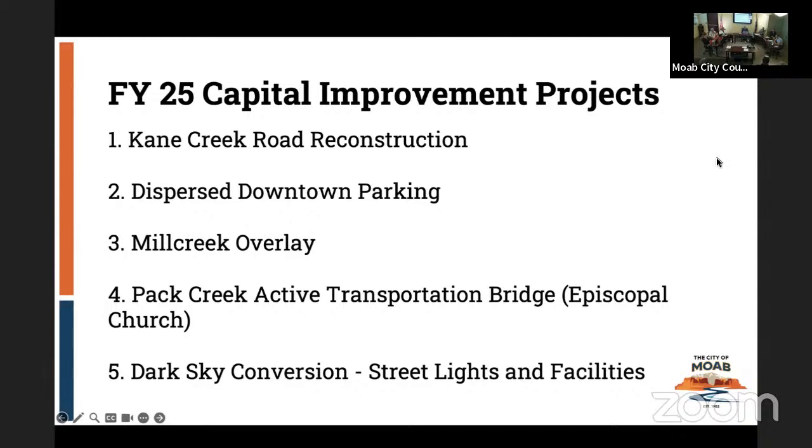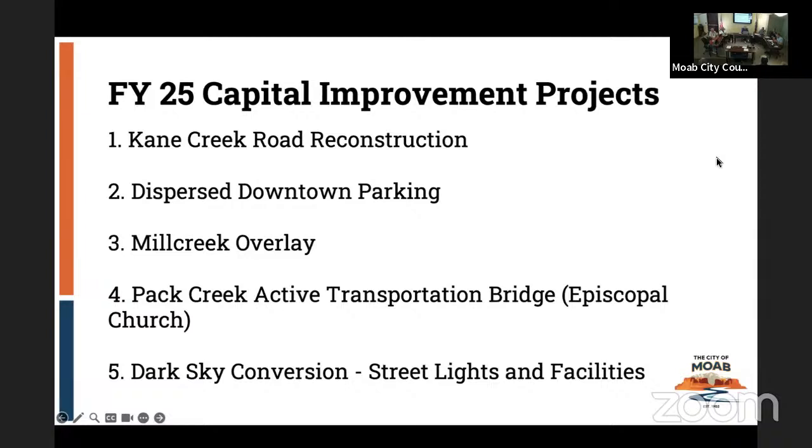The transportation bridge, the bridge over there, we are looking to remove the one that is existing. And I say existing in that it's standing over in the Matheson Wetlands Preserve. It doesn't connect across that creek anymore because that creek's much bigger. So we're working with Nature Conservancy to move that bridge out of there and use it over at the Episcopal Church instead. And then the dark sky conversion process is underway.